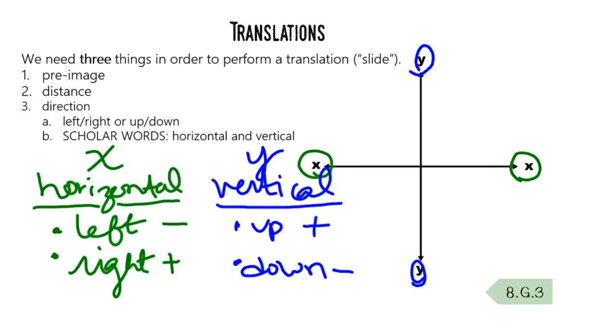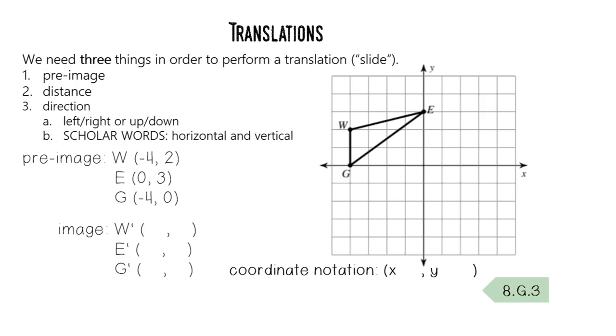So let's go ahead and jump in with an example. I have my pre-image, it's the triangle you see here, triangle WEG, and I have the original coordinates listed here for our pre-image. And right now I do not have a distance or a direction. I'm going to go ahead and write it up here. I would like us to translate this triangle up 3 units.